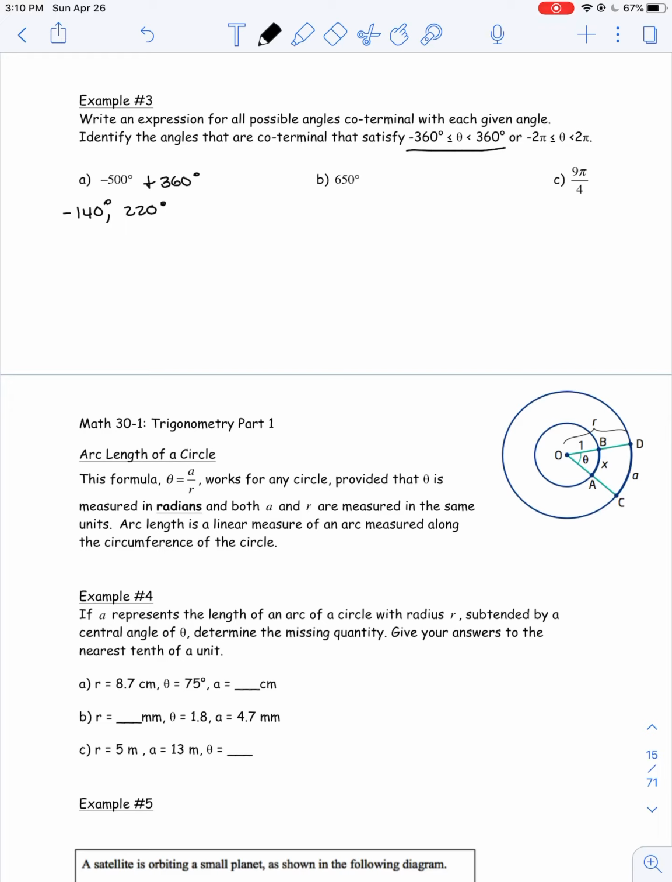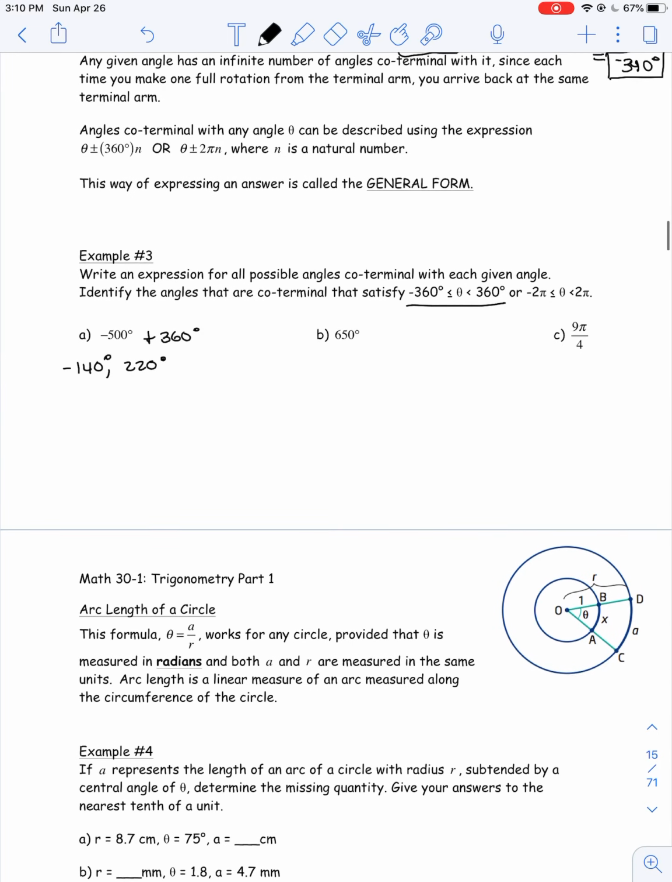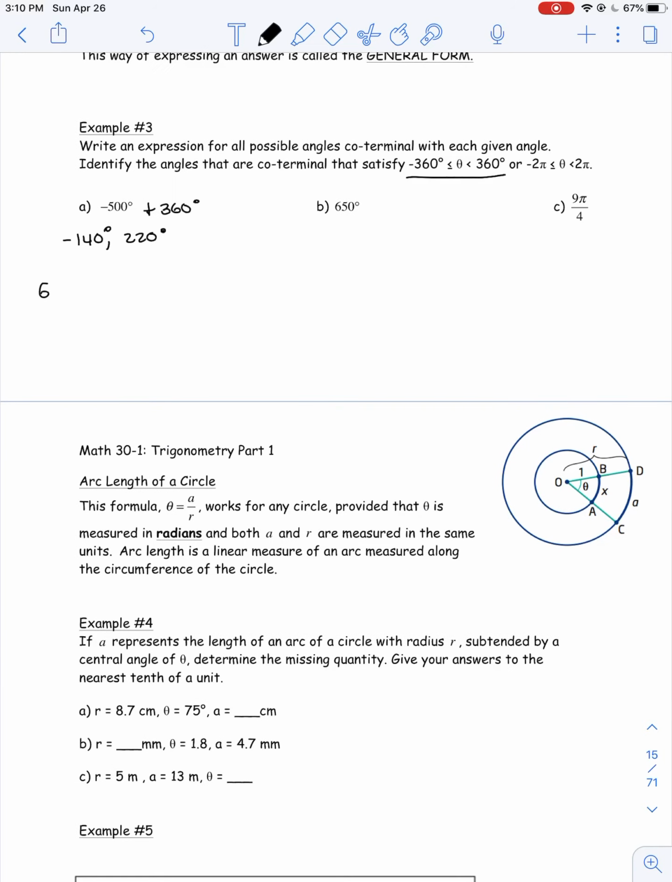And then to figure out any possible answer, we make it the general form. You're going to take the smallest positive answer, which is 220 degrees, and you're going to add and subtract 360 degrees n. And n can be any natural number, meaning you can go around the circle once, twice, and you can keep going around. So that's what that stands for.